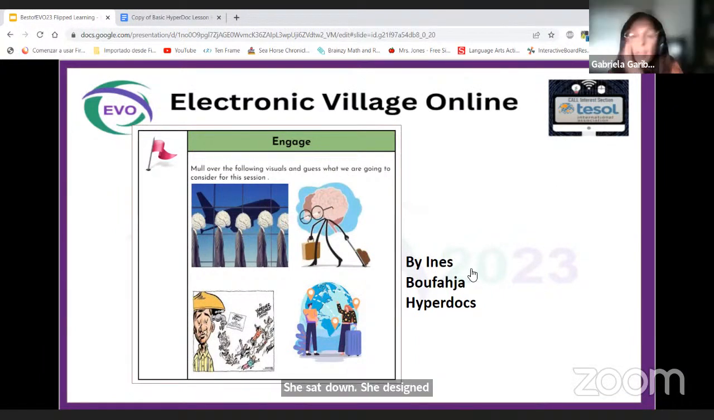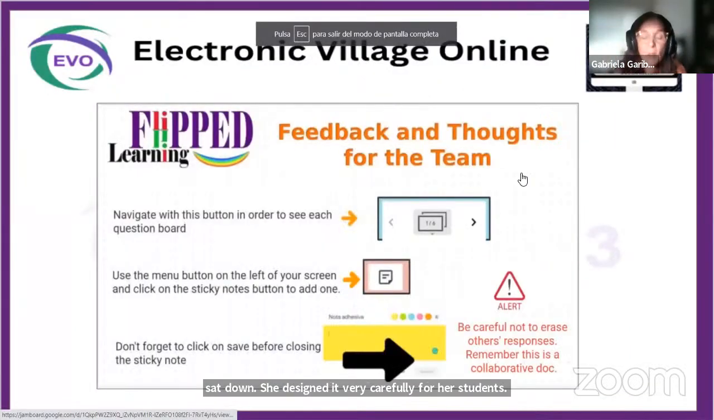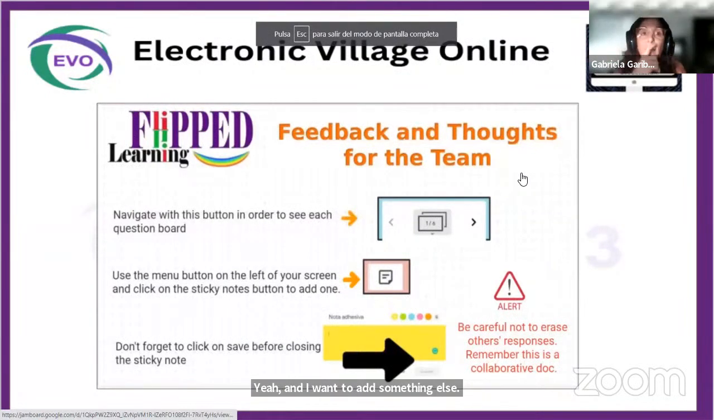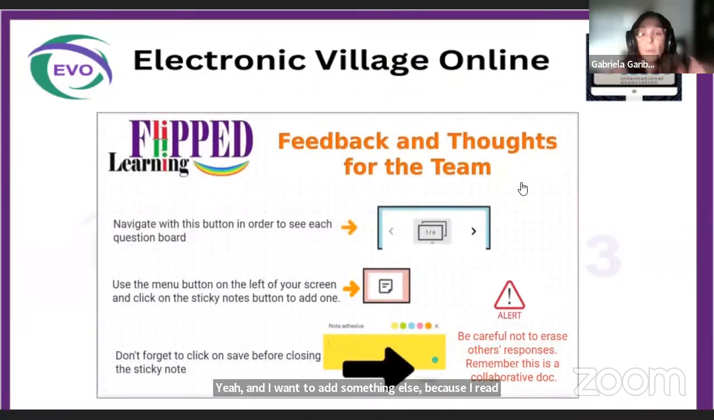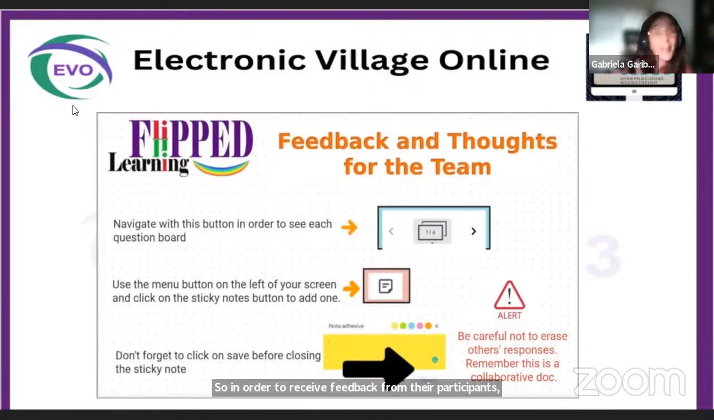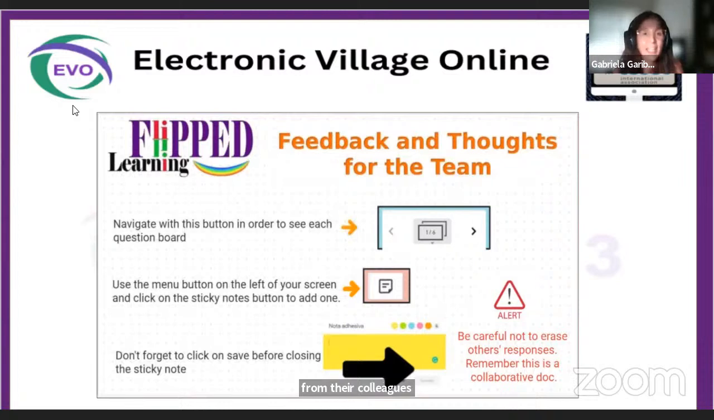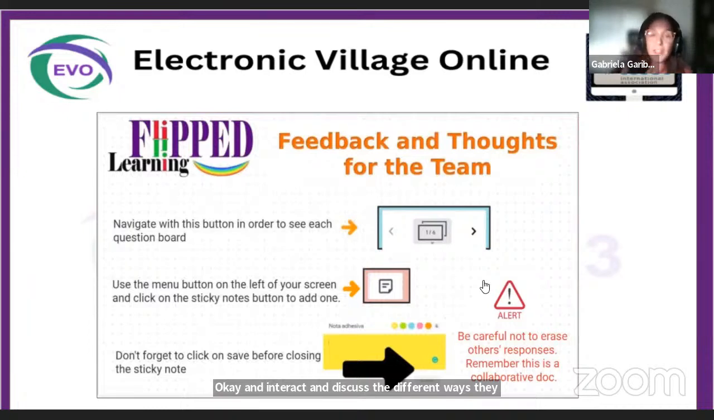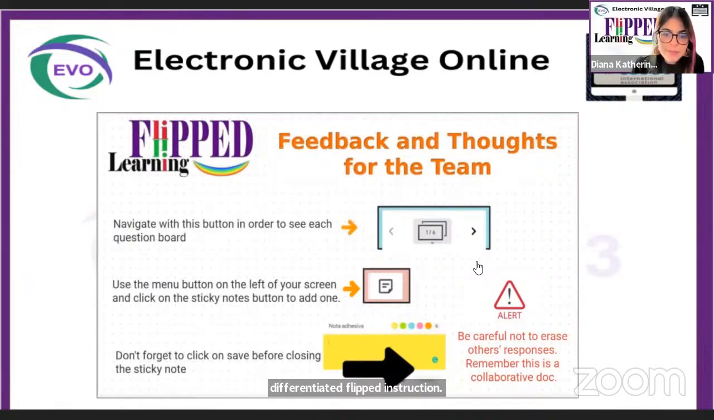And I want to add something else because I read one of the questions. All the participants have to upload their productions in Canva in order to receive feedback from their colleagues, and interact and discuss the different ways they choose how to package or how to design a differentiated flipped instruction.